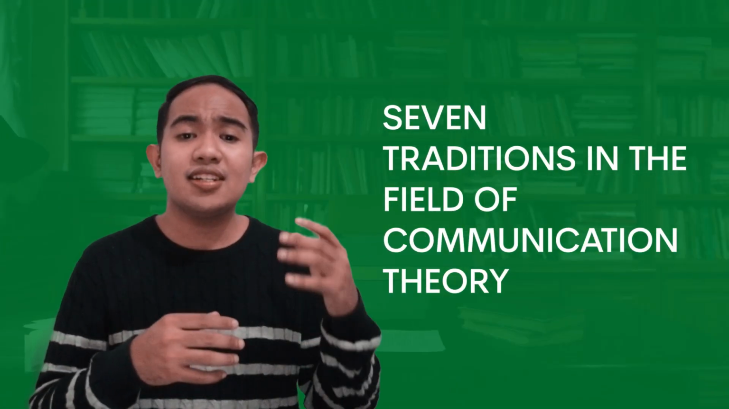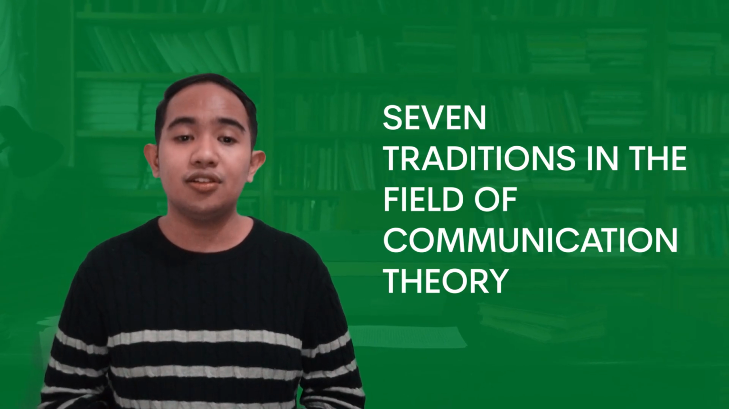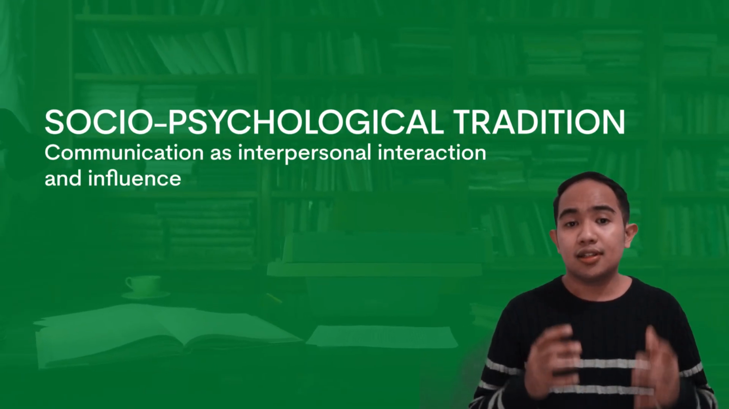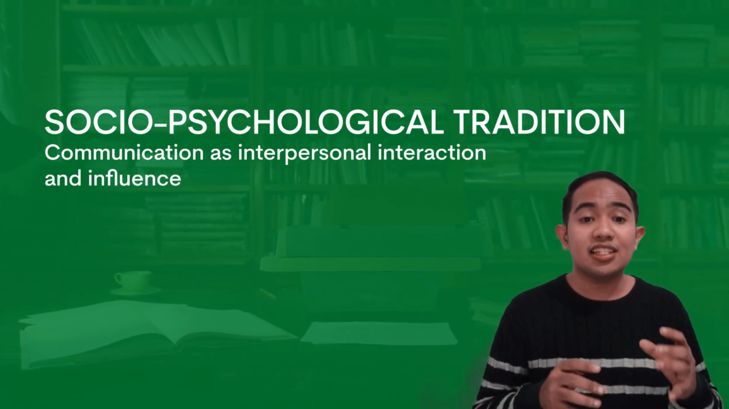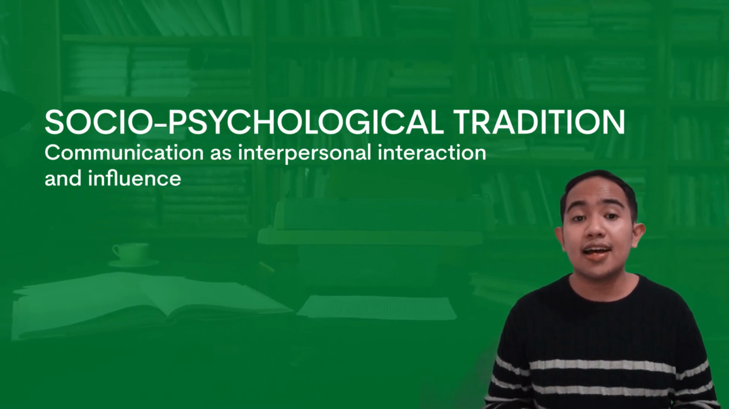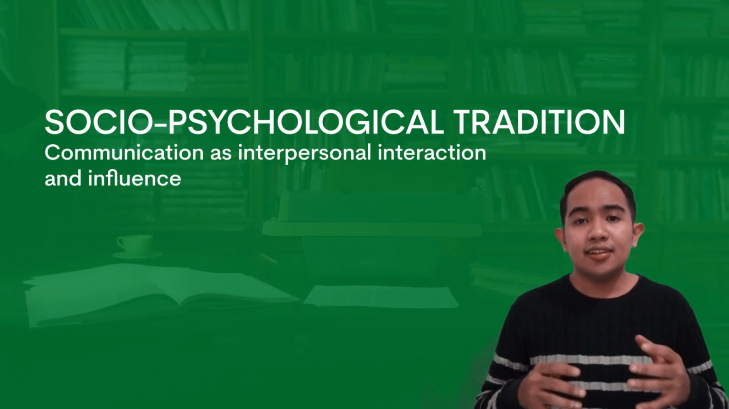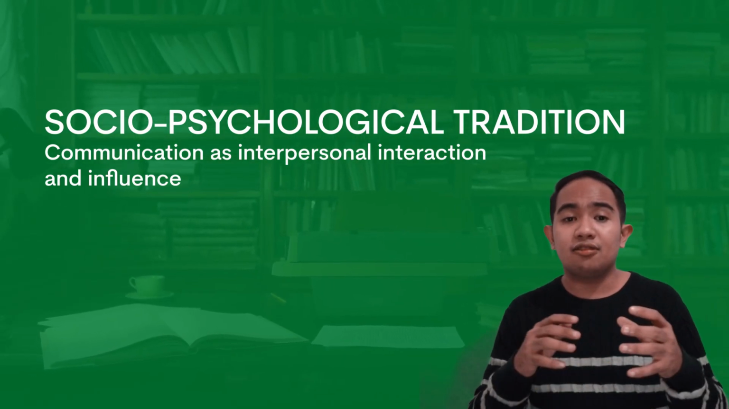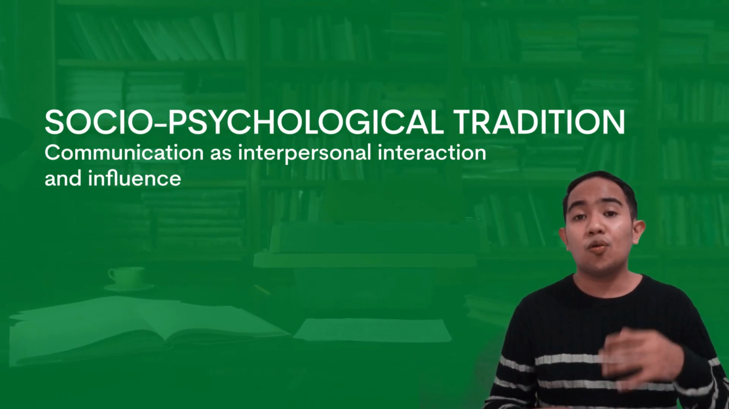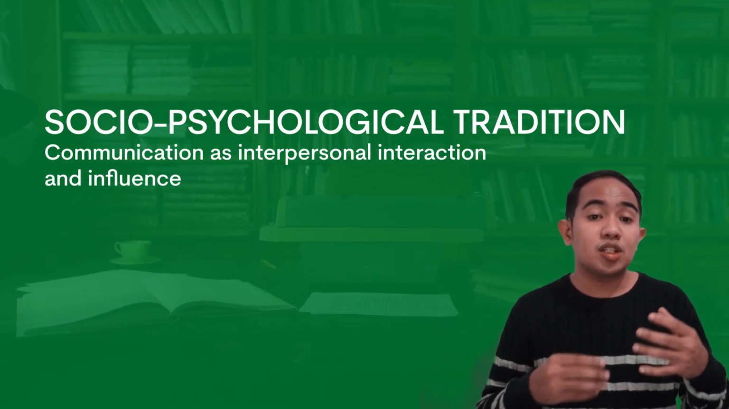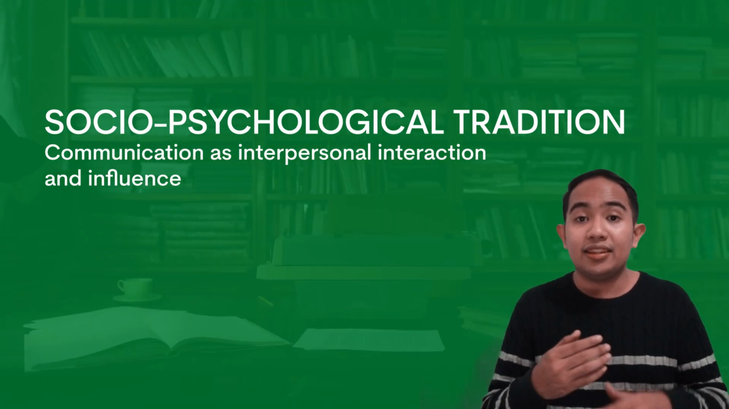Robert Craig, a communication professor, suggests that there are 7 traditions in the field of communication theory. These traditions have different views about communication, and these views affect the nature of a particular communication theory. Let's look at them one by one. First is the socio-psychological tradition. Communication is viewed here as interpersonal interaction and influence. Theorists looked for cause and effect relationships that will predict the results when people communicate. They also subscribe to empirical research to explain their theories.